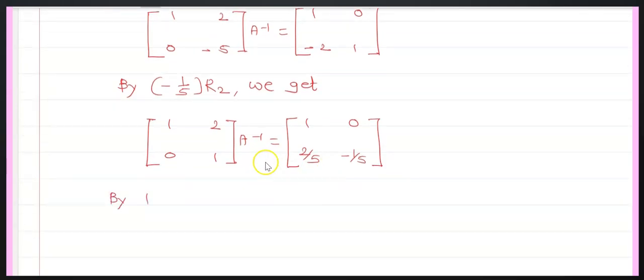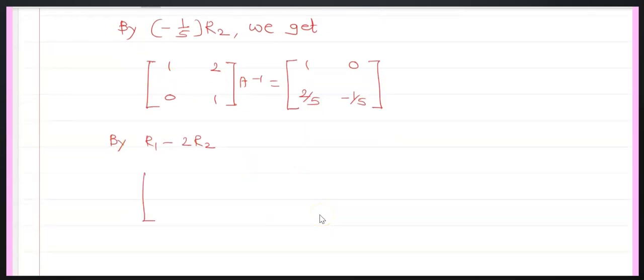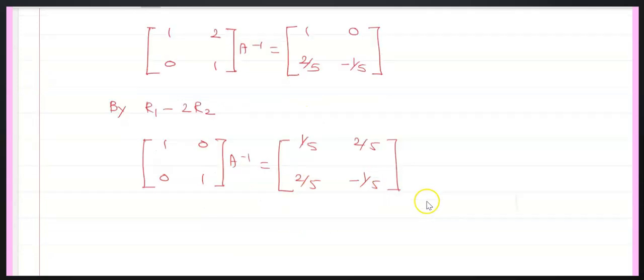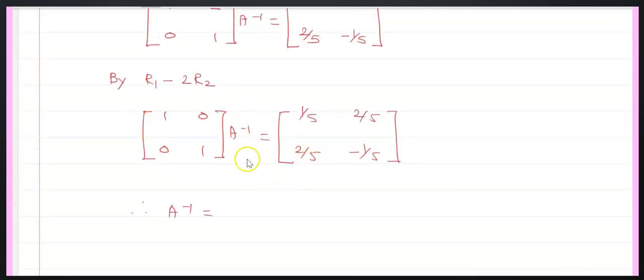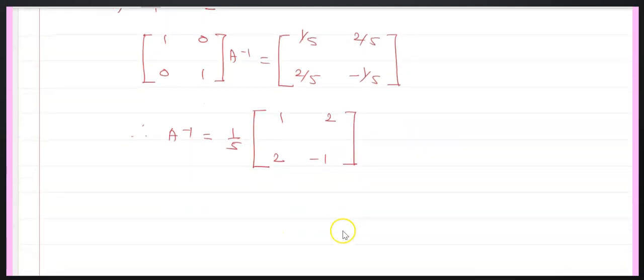Next is make this 2 a 0. That is R1 minus 2 times R2. Therefore, you will get 1, 0, 0, 1, A inverse is equal to 1 minus 2 times, that is 1 minus 4 by 5, which is 1 by 5. This is 2 by 5 and the rest as it is. This is the identity matrix. Identity into A inverse is A inverse. Therefore, A inverse is equal to 1 by 5, 1, 2, 2, minus 1.